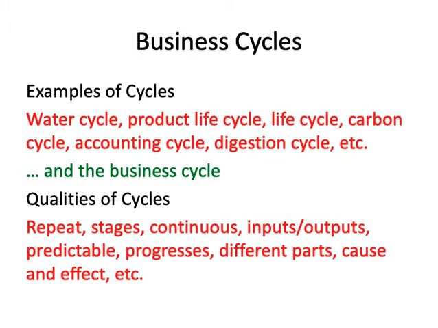Cycles are most likely continuous. Cycles have things that go into them and outputs that they deliver. They're predictable. So if they repeat and they have stages, you can have some ability to predict what's going to happen next, given information. They progress from point to point. They have different parts. They have cause and effect, et cetera. If you think about all the cycles that you've learned in the past, they will all share at least most of these attributes. And that's the same with the business cycle.